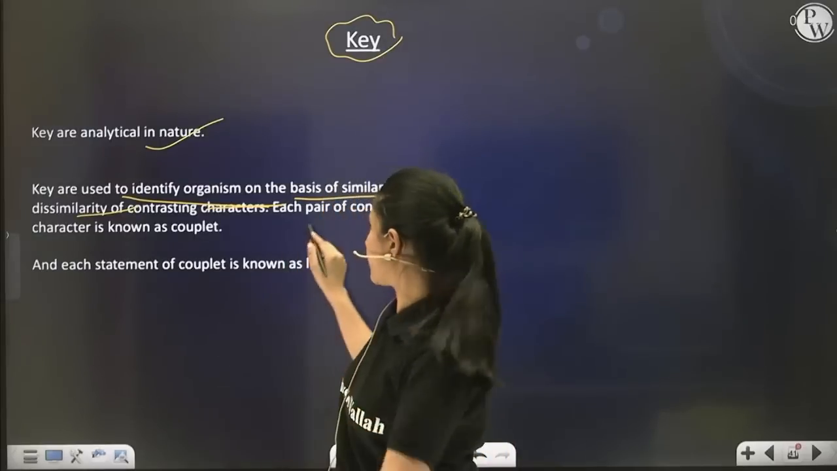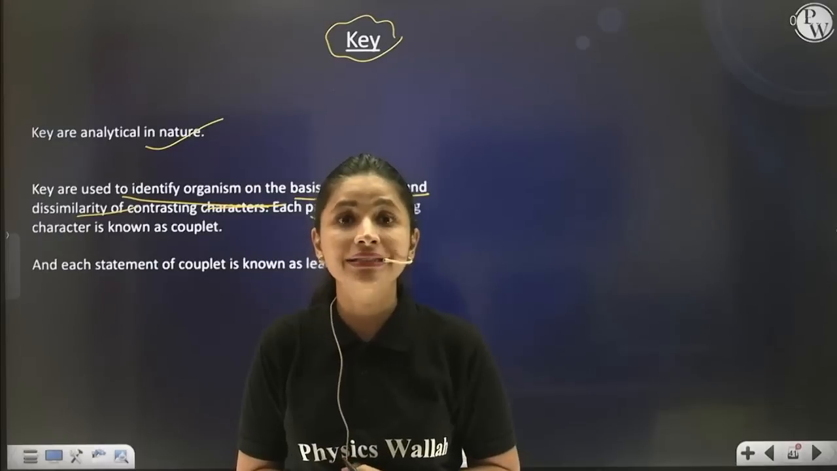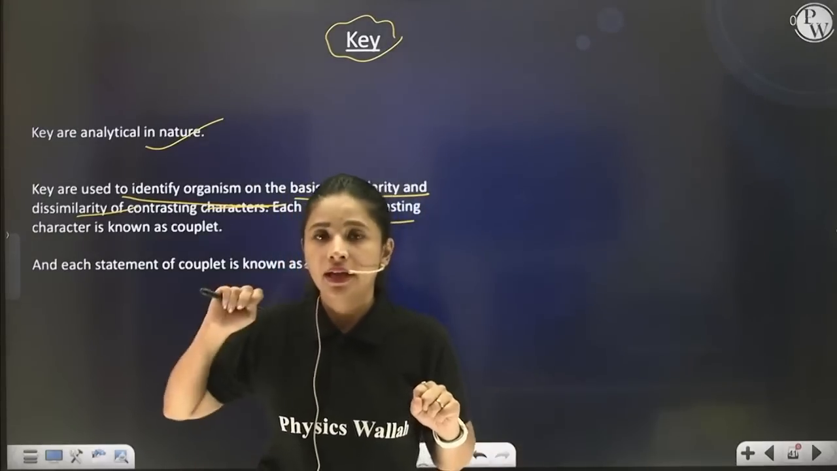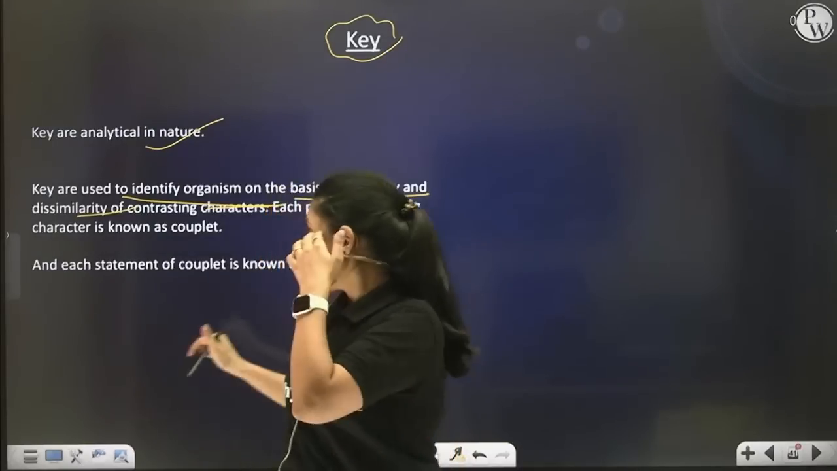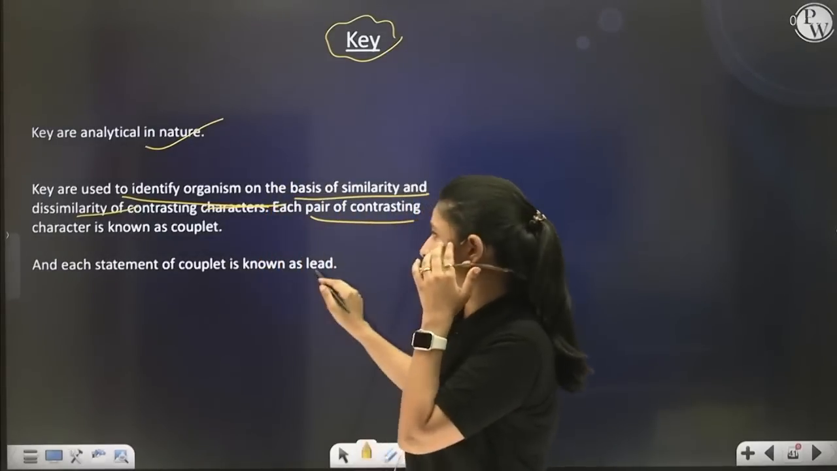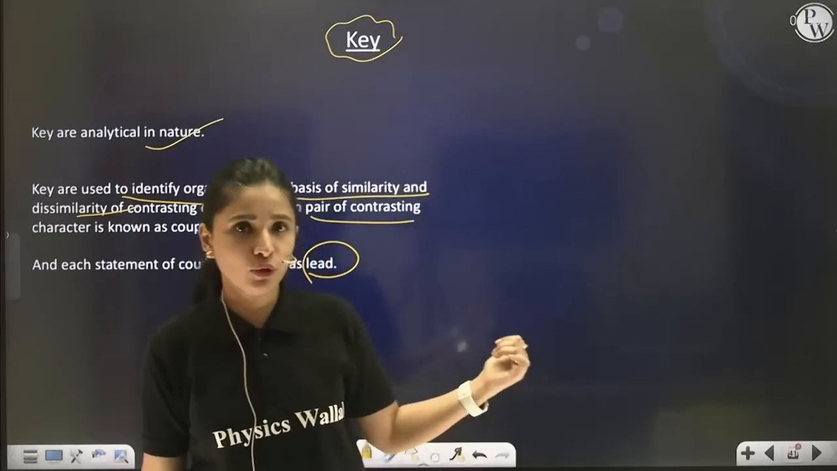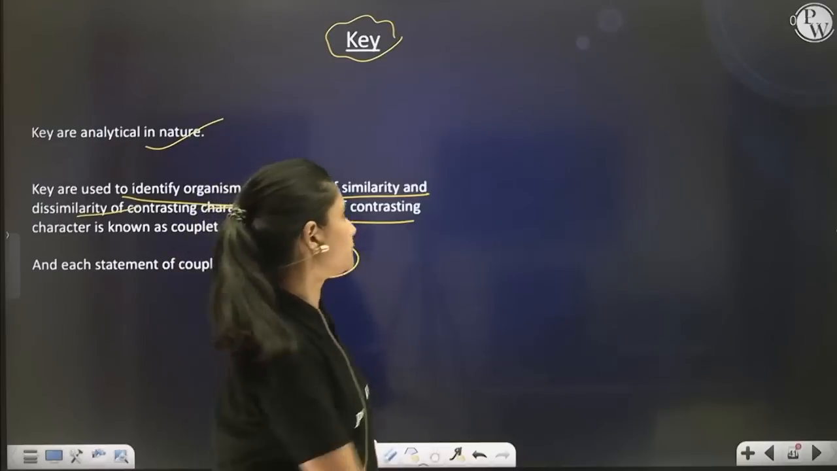What is there in a key? Each pair of contrasting characters in a key is known as a couplet, out of which one has to be selected and another has to be rejected. Right? And each statement of the couplet is known as a lead. Let me explain this key with the help of an example.